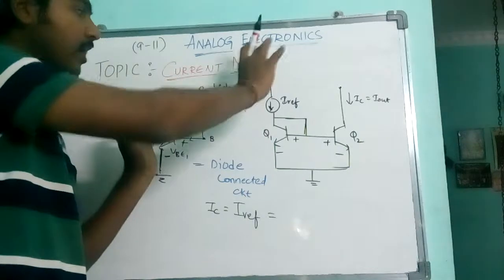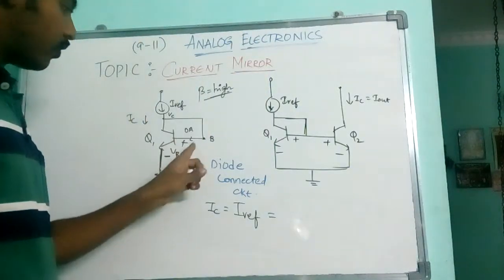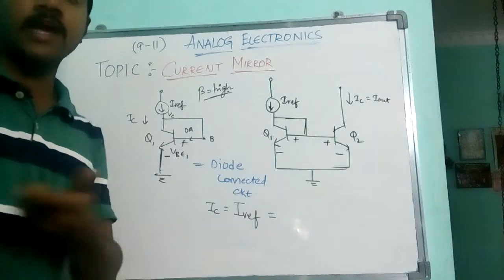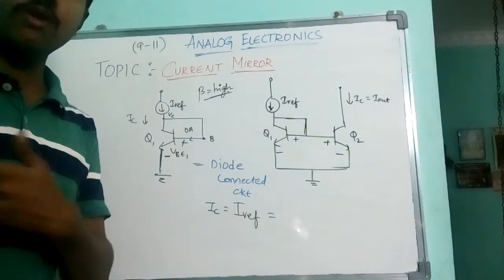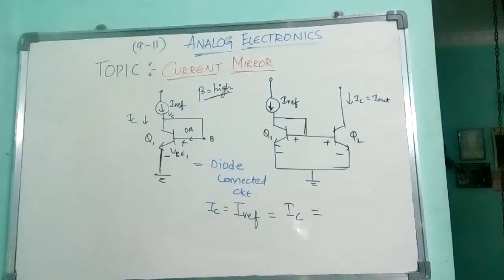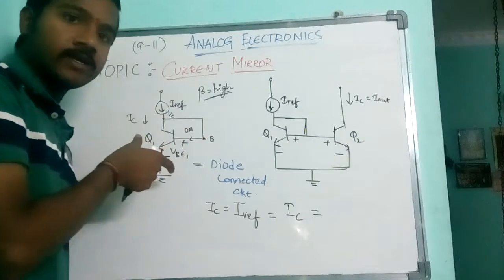Now another thing: as beta is very high, IB is 0. You forget about beta being high; as both are short circuited, IB is 0. Whenever IB is 0, what is IE? IE is IC plus IB. Whenever IB is 0, IE equals IC. That means they are also the same as IC. So this is generally called a diode connected circuit.